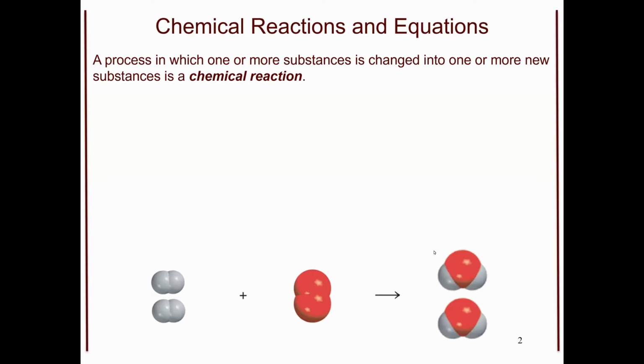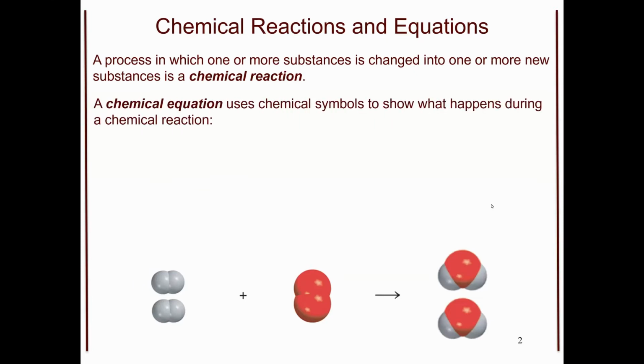Well, the process in which one or more substances is changed into one or more new substances is called a chemical reaction. So what we need to do is be able to describe this in the shortest and fastest way we know possible. A chemical equation uses our chemical symbols, either from the periodic table or the ones that we have created for our various compounds, to show what is happening during a reaction. Typically, on the left side, you will have your reactants.